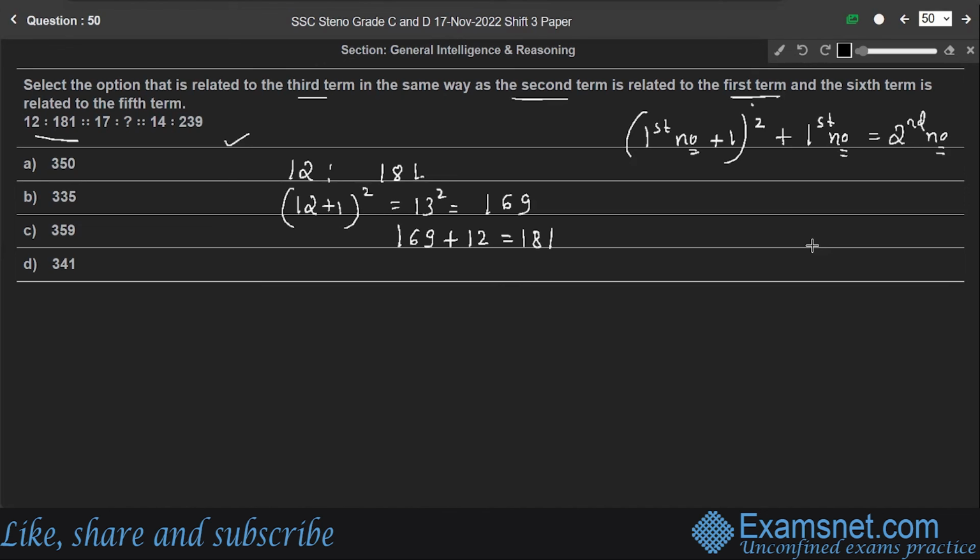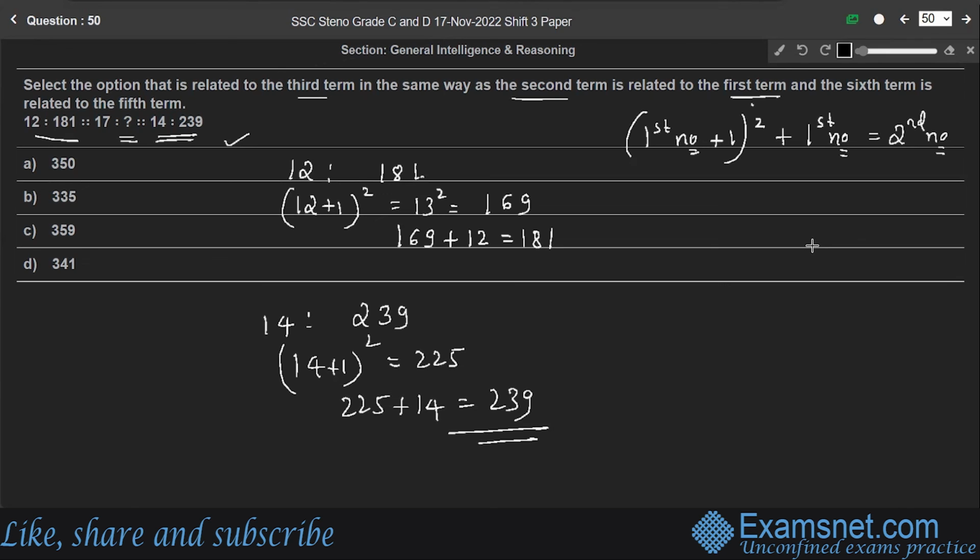So among the four options, which option is related to the third term? Even the last two terms, 14 and 239, are related in the same manner. 14 plus 1 square is 15 square, which is 225. And when the number 14 is added to 225, you will get 239, which follows the same logic.